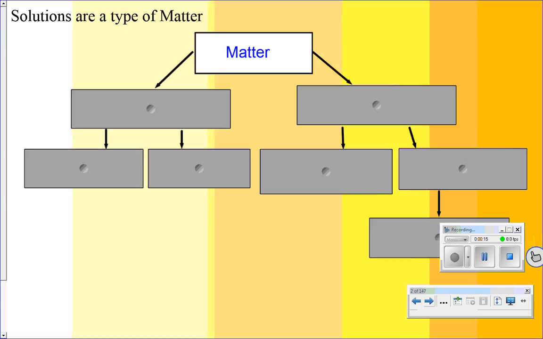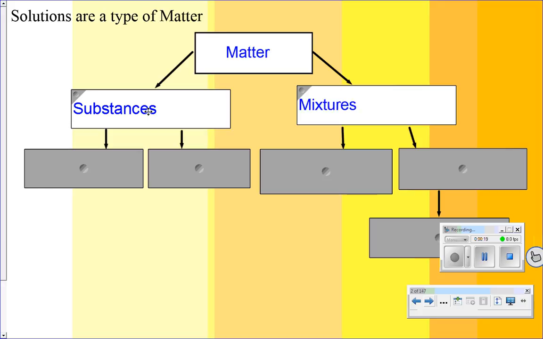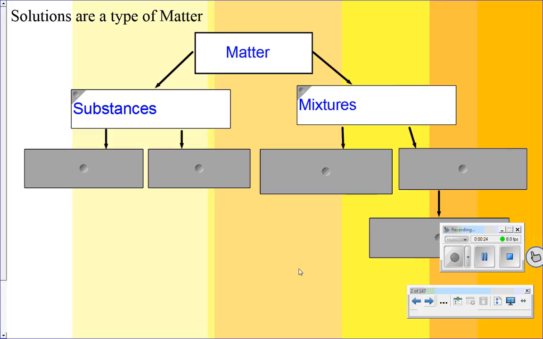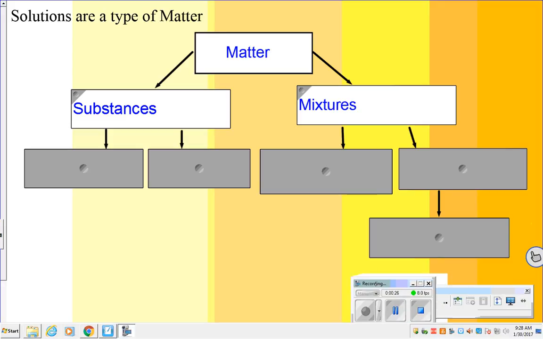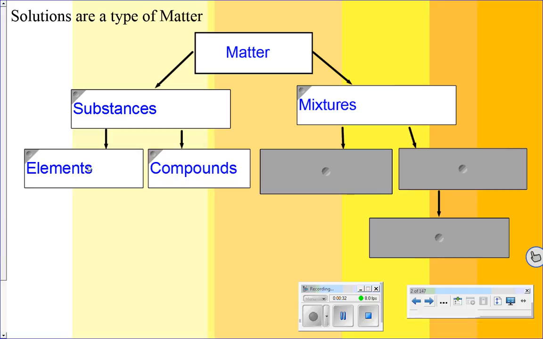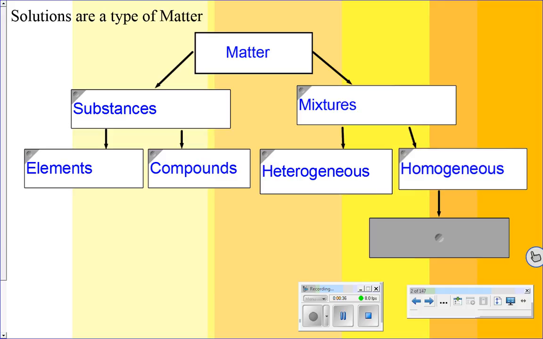There are several types of matter that we talked about that generally are broken into substances and mixtures. What's really important that I just want to impress upon you in this video is where solutions themselves fit into this overall scheme of matter. Substances are just elements and compounds when they're in their pure state. Mixtures can be homogeneous or heterogeneous.